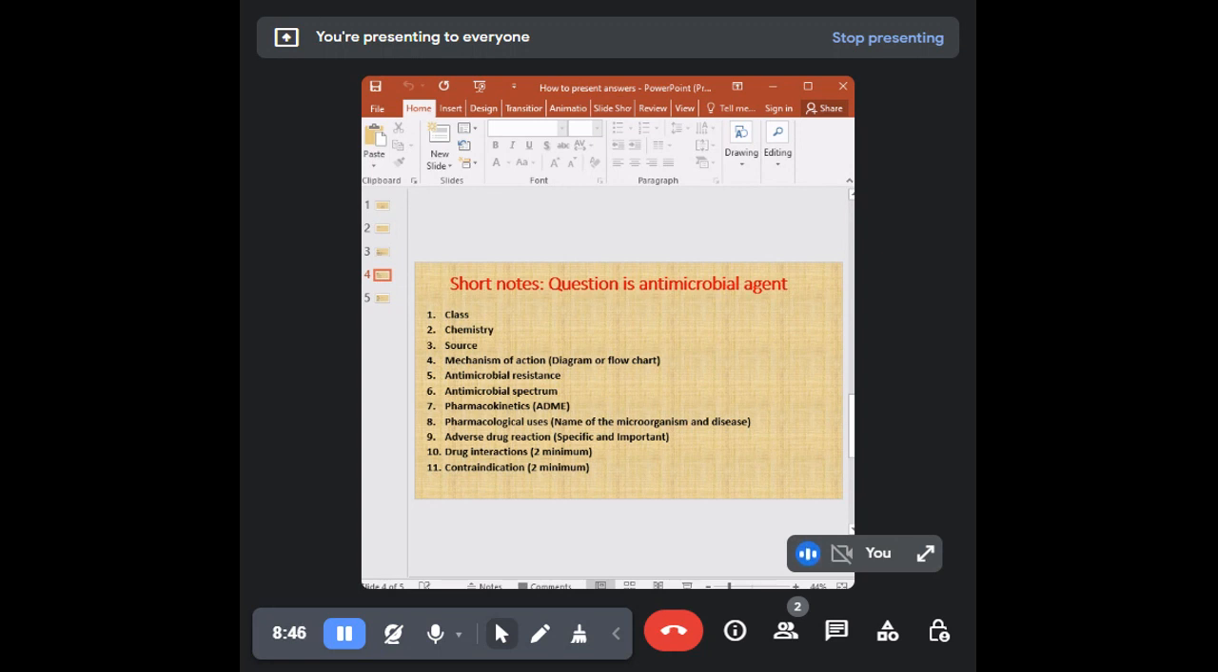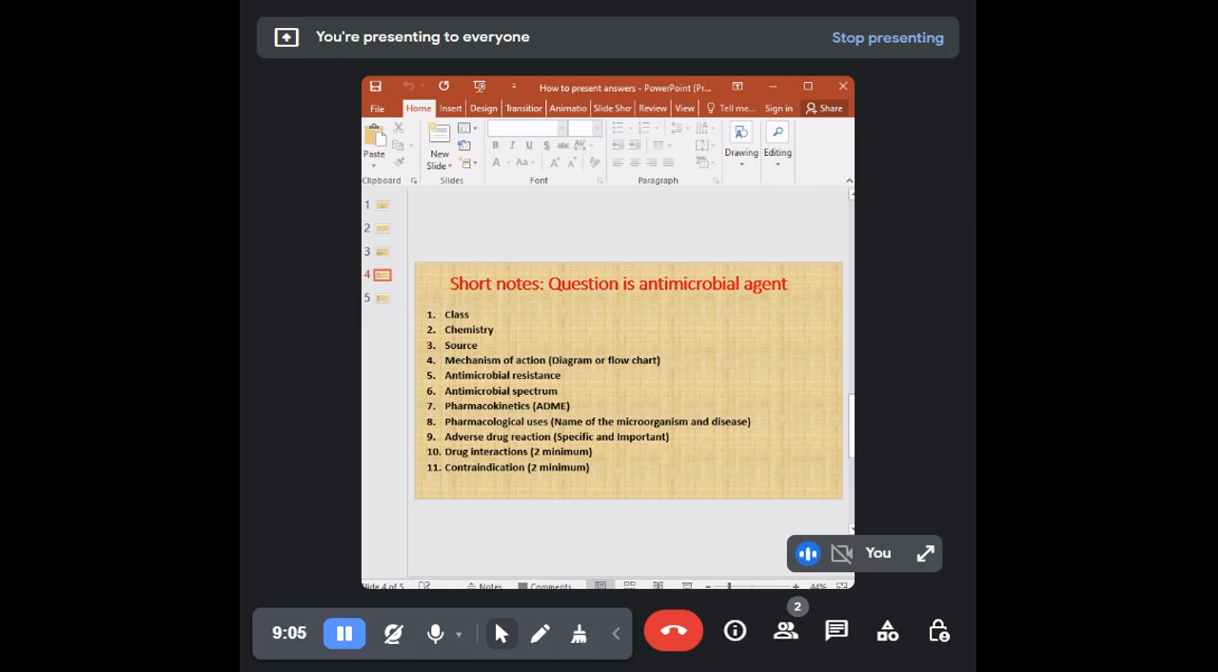Antimicrobial spectrum and uses have the link. Then pharmacokinetics, as I already told you, very important things only you mention. Then pharmacological actions: for antimicrobial spectrum, you write the disease causative organism. Disease causative organism. That will give good marks and a good impression.